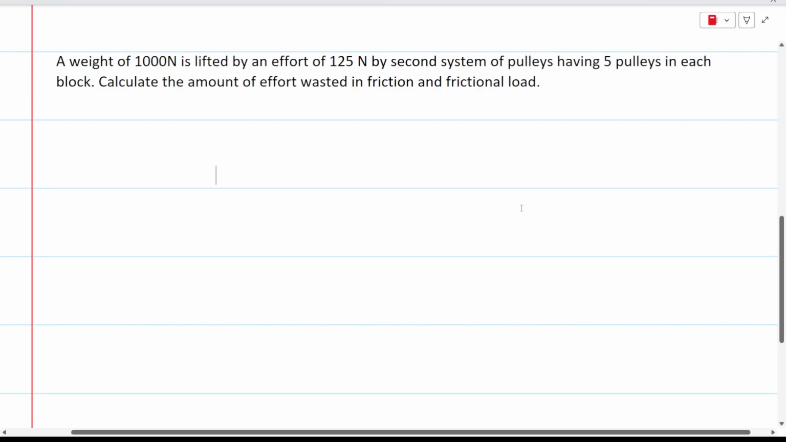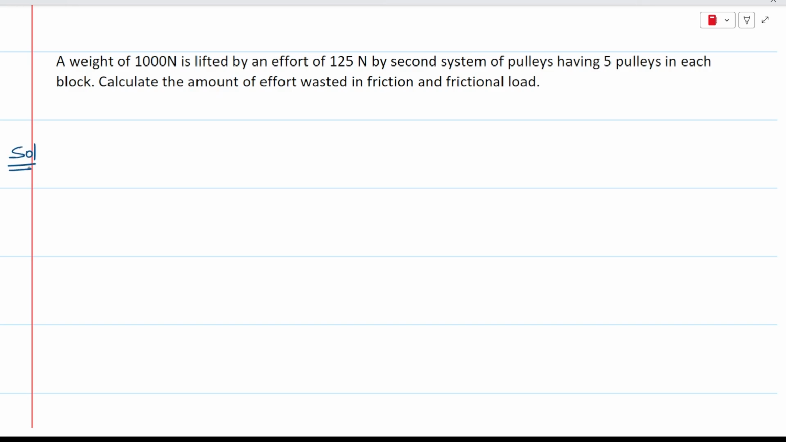The question says about the weight whose value is 1000 newtons and it is lifted by an effort of 125 newtons by a second system of pulleys which is consisting of 5 pulleys in each block. That means in the load block as well as the effort block the number of pulleys is 5.